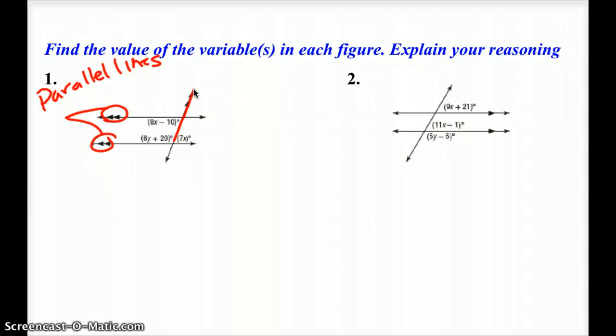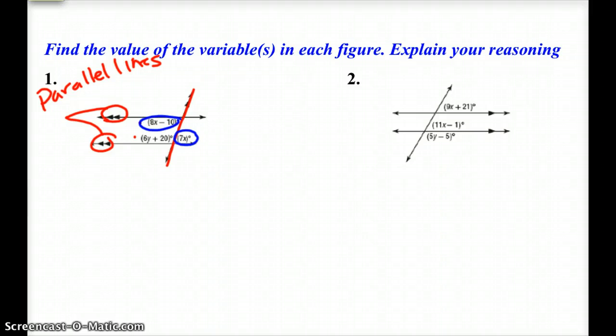And here's my transversal. Now I'm looking for my special angle pair names. This one right here and that one right there are called consecutive interior angles. Consecutive interior angles add up to 180 degrees. Right now I do not want to use those two because I have two variables. So what I'd like to do is use my 8x minus 10 and my 7x. What's the special angle pair name for those two angles?